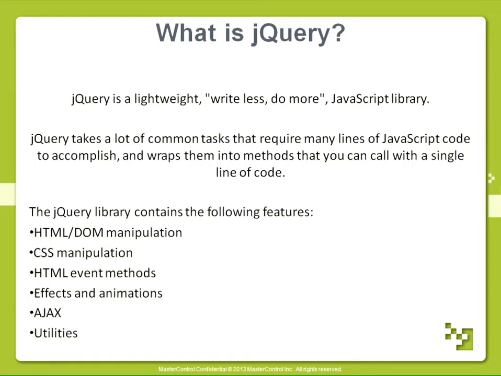Okay. The jQuery library contains these following features. HTML DOM manipulation. For those of you who aren't super technical, DOM basically refers to the fields and things on our form. CSS manipulation, that has more to do with layout and the way your form looks. HTML event methods, we'll talk a little bit about that.